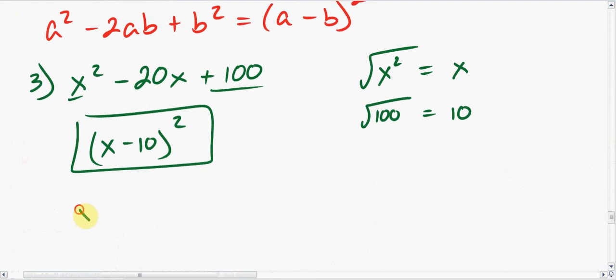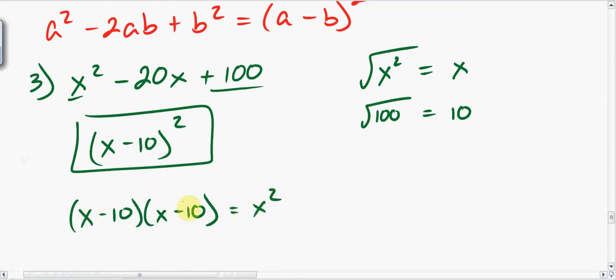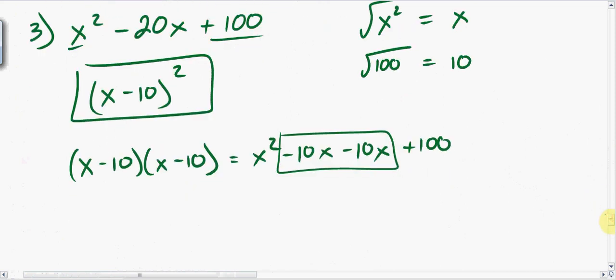And again, if you are unsure, feel free to go ahead and FOIL. X minus 10 times x minus 10. X times x is x squared. X times negative 10 is negative 10x. Negative 10 times x is negative 10x. And negative 10 times negative 10 is positive 100. Combine your middle two terms. Negative 10x minus 10x is negative 20x plus 100. And we have the exact same piece that we started with, our exact same trinomial.